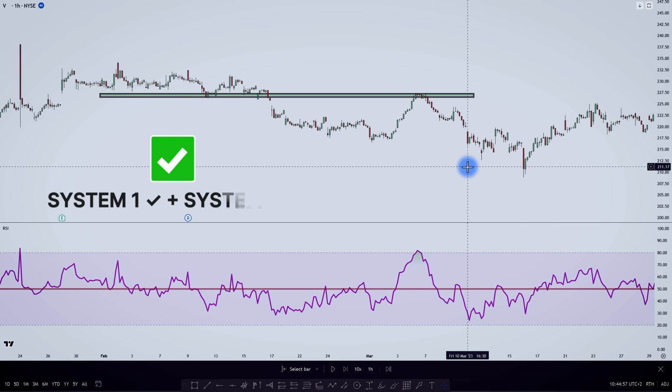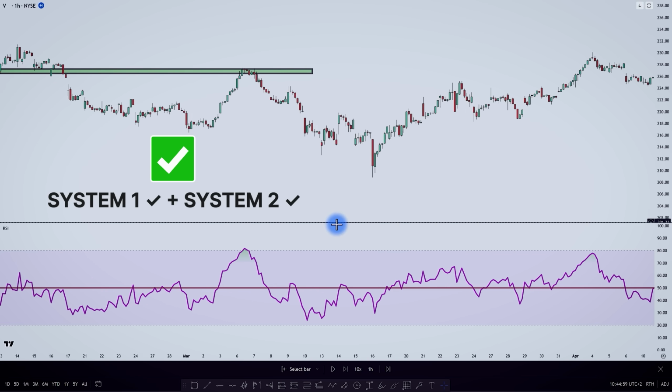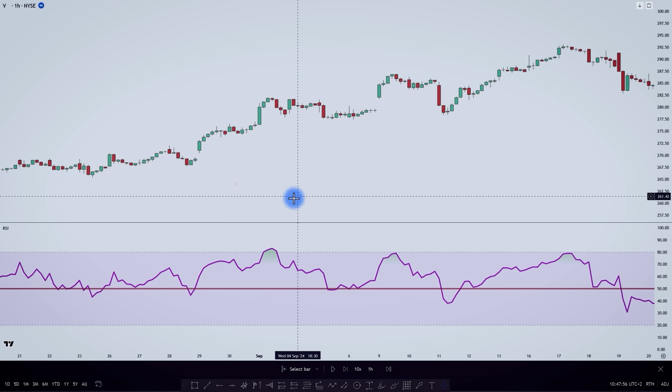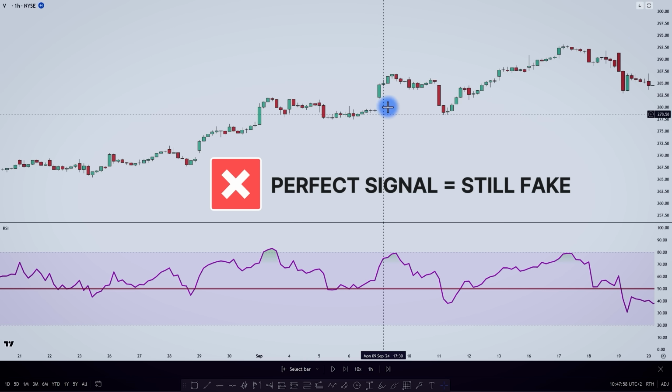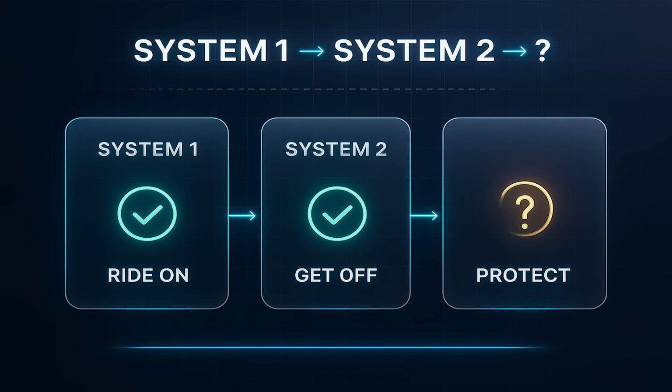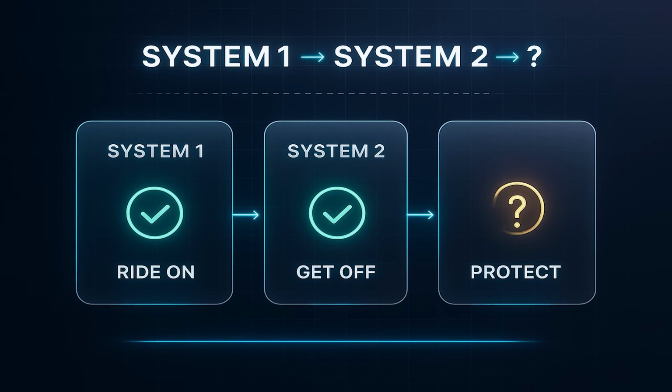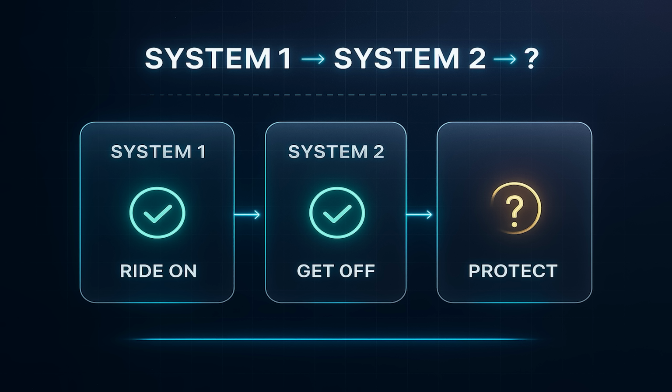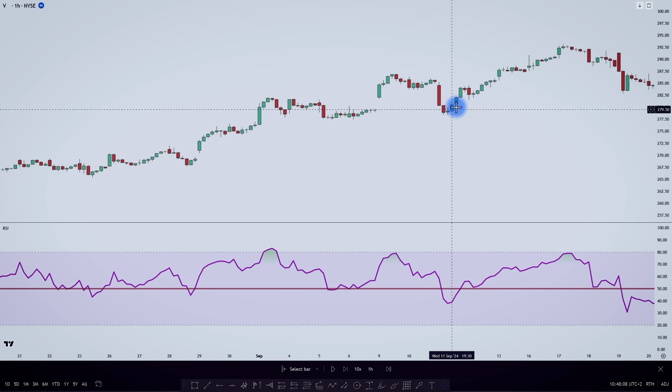Okay, now you can ride the wave and get off before it crashes. But sometimes you see a signal that looks perfect, but it can still be a fake one. Well, System 3 is your lifeguard. It's the final step that protects your money from fake signals. Let me show you how.